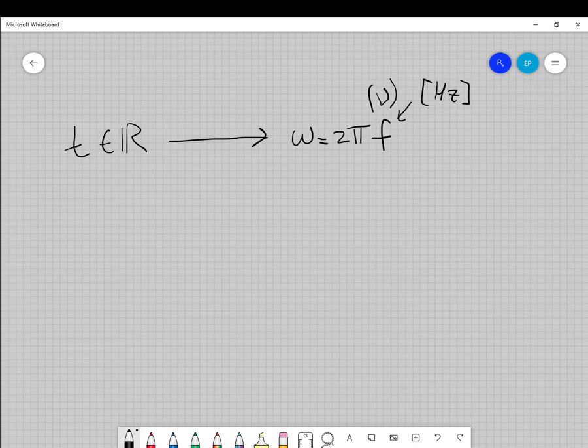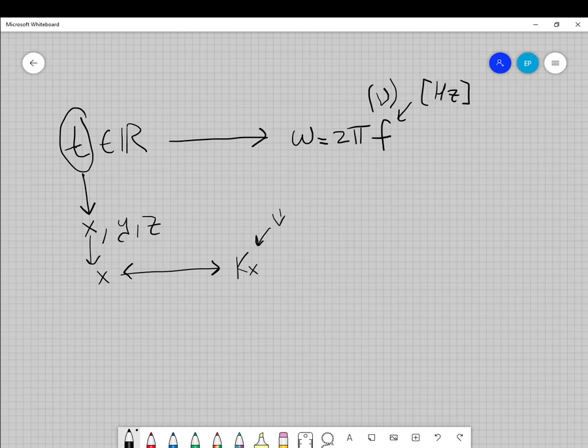Some other times, instead of using the variable t, we need the spatial variable. It can be labeled by x, we can also have y and z. Let's start with x. If we use x, we can also transform x to the spectral domain, and we can obtain the variable that we can call kx, if you want. This is also known as the wave number.